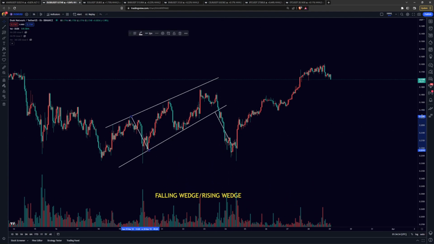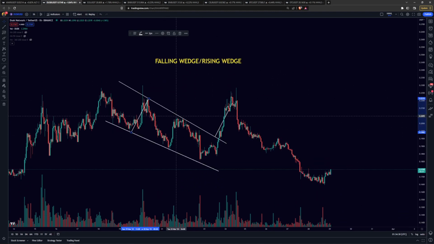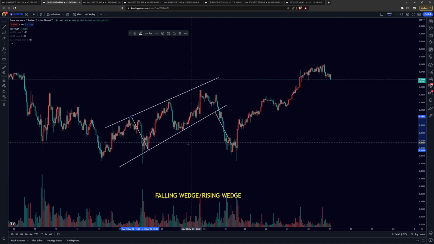So again, if you wanted to go back, you just go over here to your price scale, invert the scale, and now it's a falling wedge to measure the move. And again, we'll go back one more time. If you invert the scale, it works the same way for a rising wedge to the downside.